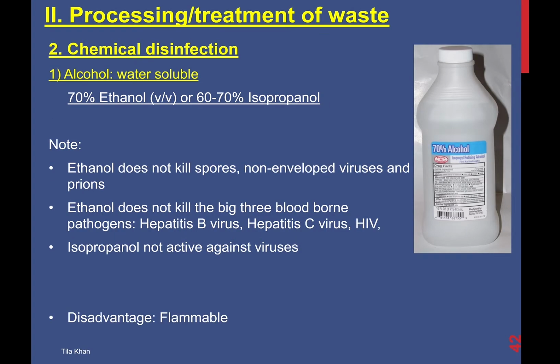Please remember that ethanol does not kill everything. It cannot kill spores, non-enveloped viruses, and prion proteins. Ethanol is also not able to kill the big three blood-borne pathogens: hepatitis B virus, hepatitis C virus, and HIV. And isopropanol is also not active against viruses. If there is a contaminated needle with blood and you disinfect it with ethanol, the ethanol will not be able to kill hepatitis B virus. So we need something else to inactivate these blood-borne pathogens.